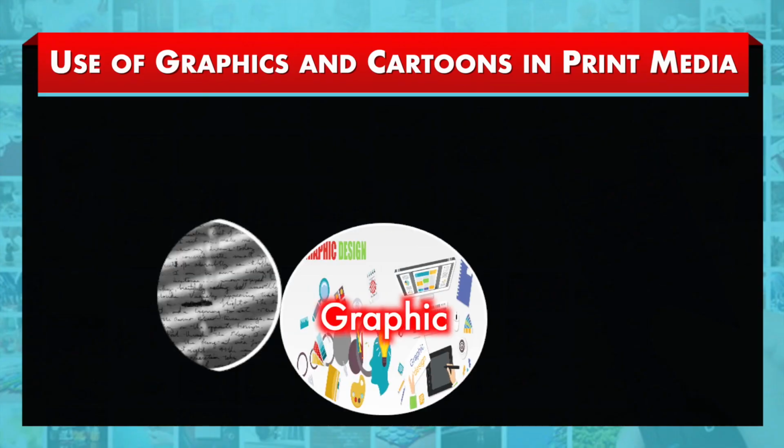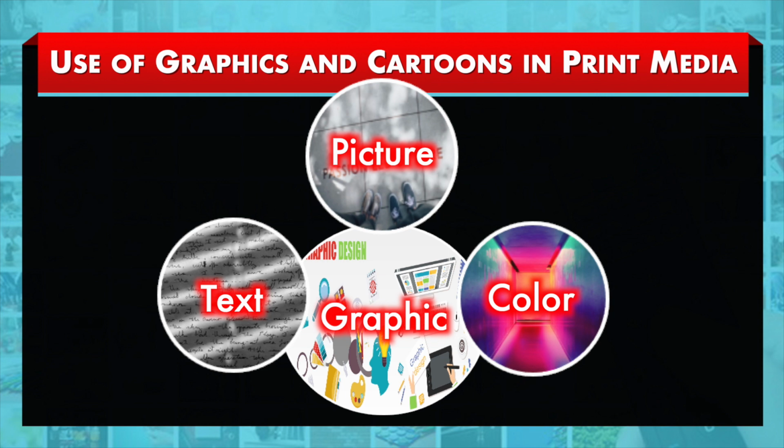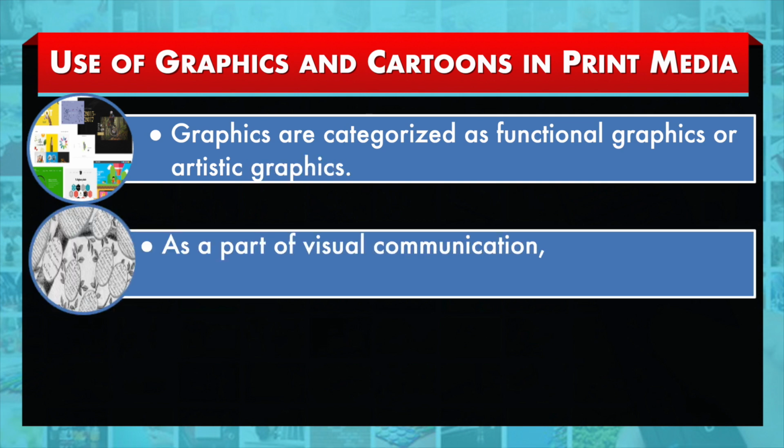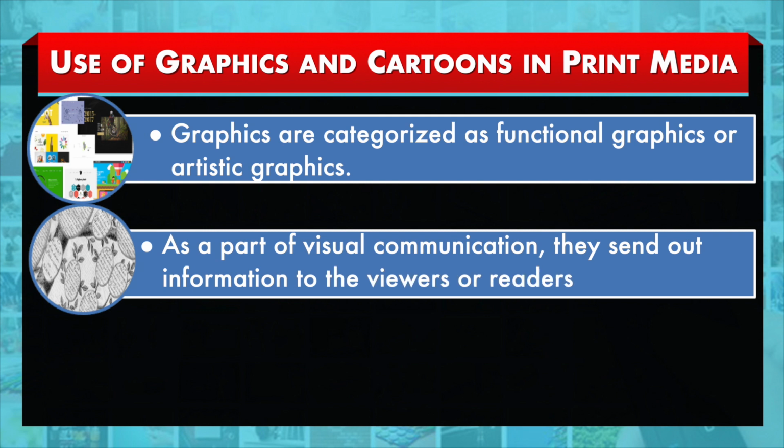Now let's understand what graphics are all about. When text, picture and color are combined, it is known as graphic. When graphics are categorized, they can be functional graphics or artistic graphics. As part of visual communication, they send out information to the viewers or readers. As you know, the space and importance of graphics in visual communication is immense. Visual communication would lose its glory with the absence of graphics.